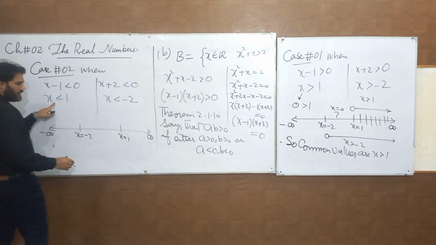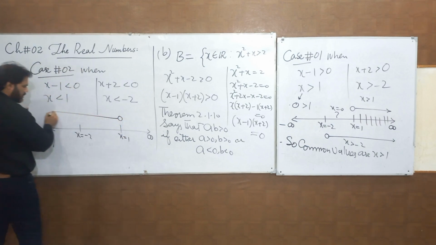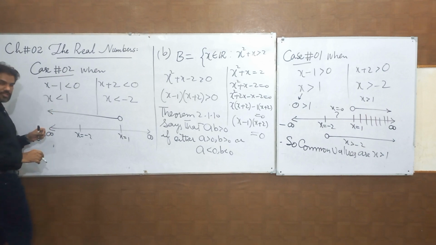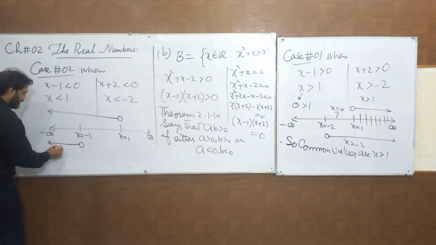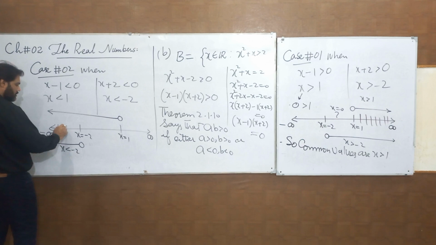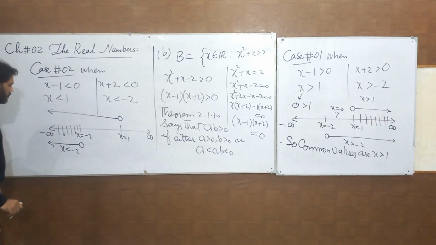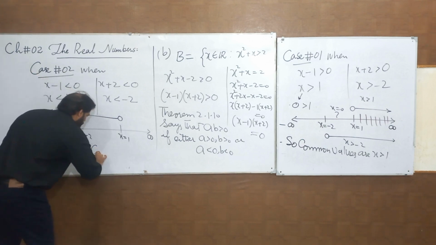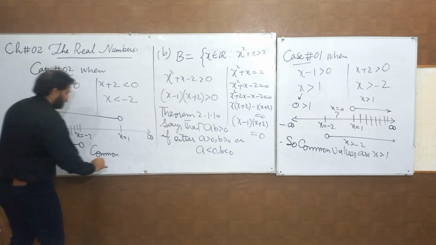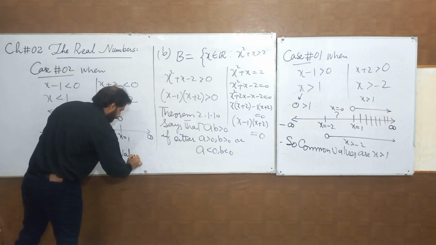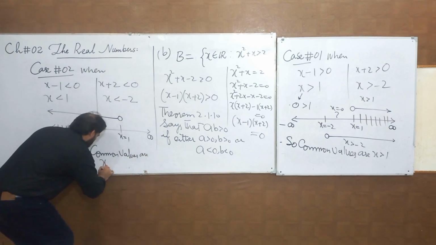This shows x is less than 1, so these are the values for which x is less than 1, and these are the values that show x less than minus 2. The common values are clearly these. The common values are x less than minus 2.